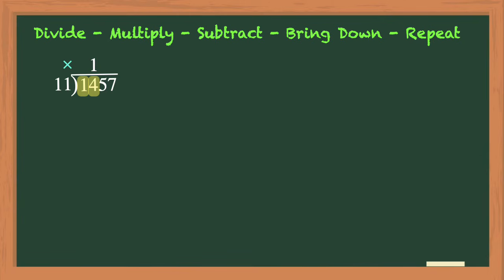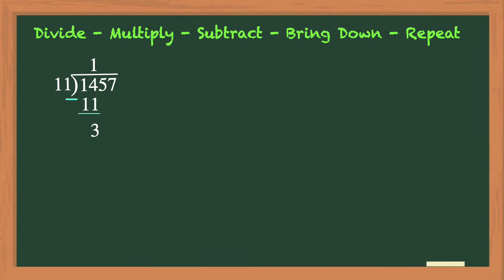The second step is to multiply. You will multiply the 1 times the divisor of 11, and 1 times 11 is 11. The third step is to subtract. You will subtract 14 minus 11 to get 3. Before moving on to step 4, make sure that you check your answer after subtracting to make sure that it is smaller than your divisor. If it isn't, then you made a mistake either in your division or subtraction.